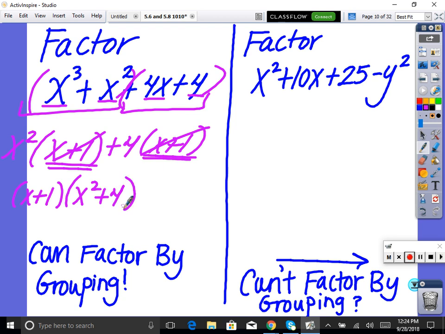I better check, will that factor more? It is 2 perfect squares, but it's addition, so it will not factor any longer. So we have factored it completely. Now looking up here at this problem, it has 4 terms.